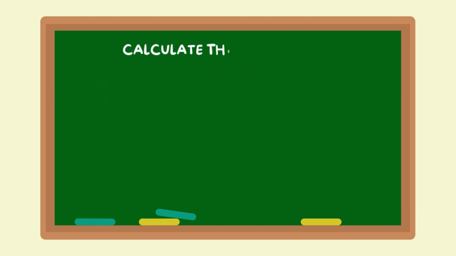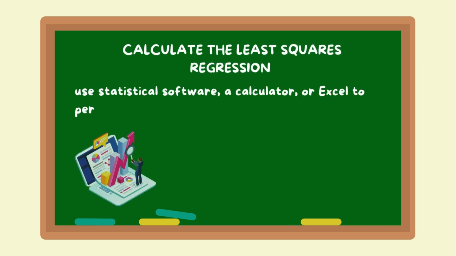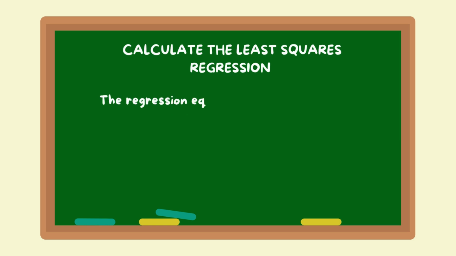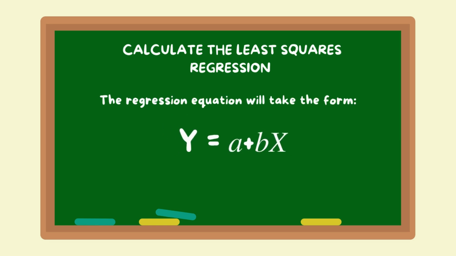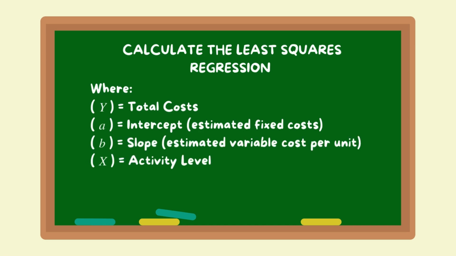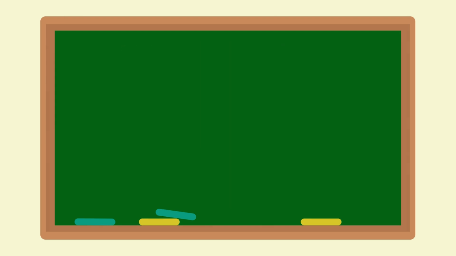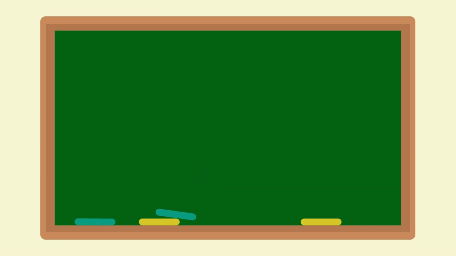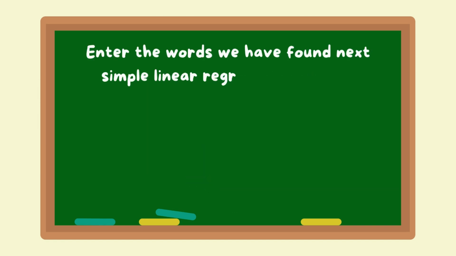Step 3. Calculate the least squares regression. You can use statistical software, a calculator, or Excel to perform the least squares regression. The regression equation will take the form y equals a plus bx, where y is total costs, a is the intercept, estimated fixed costs, b is the slope, estimated variable cost per unit, and x is the activity level. Step 4. Calculate the value of x times y, and also x squared. Step 5. Now, insert those values into the simple linear regression formula.